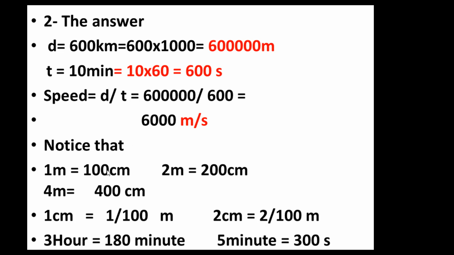1 meter is 100 centimeter, so we multiply 2 meter by 100 to get centimeter. 4 meter multiplied by 100 is 400 centimeter. 1 centimeter divided by 100 becomes meter, 1 over 100. 2 centimeter divided over 100. 3 hour equal 3 times 60 equal 180 minute. 5 minute equal 5 times 60 equal 300 seconds.